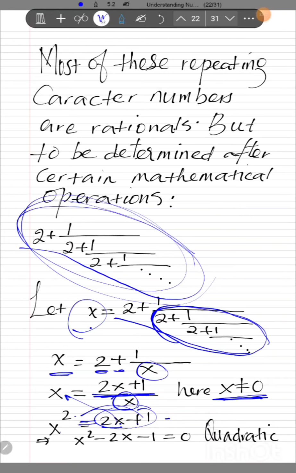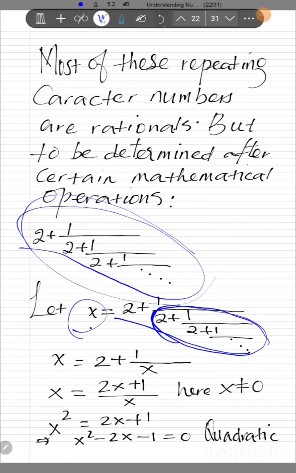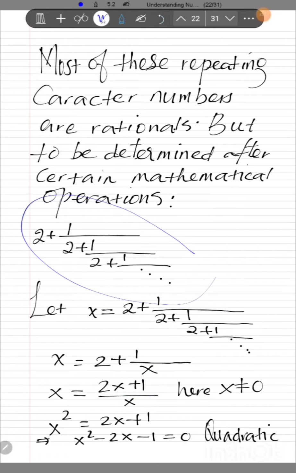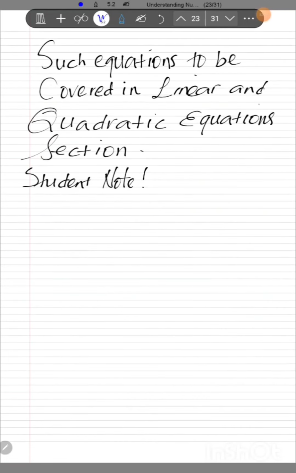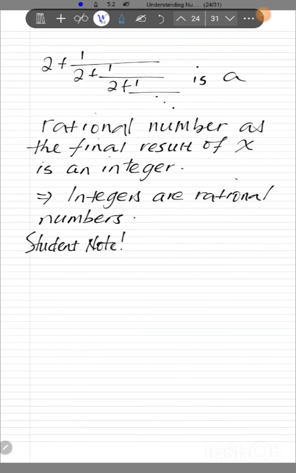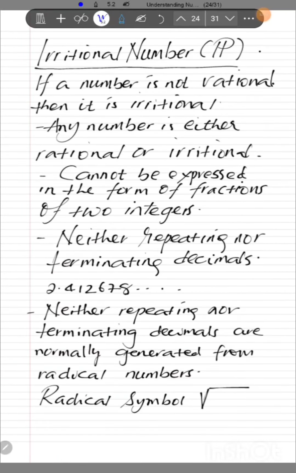To solve for the true set, we need to apply quadratic equation formulas. This section is covered in the linear and quadratic equations section. We don't do it at this time, so we'll do it in that other section. So this number is what? This number is a rational number. After solving this quadratic equation, we will get a solution set, and then this is a rational number.